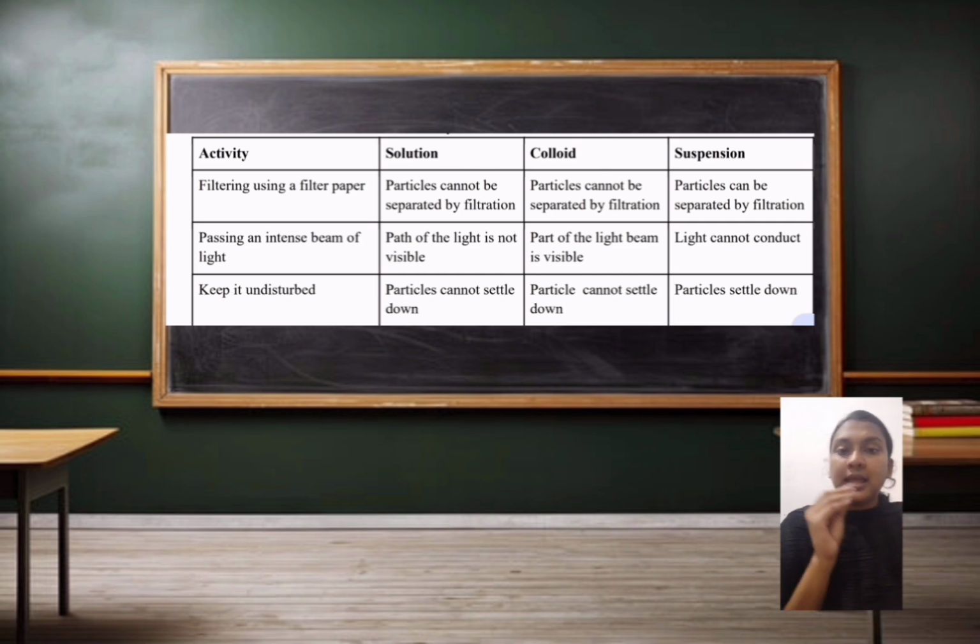No, the path of light cannot be seen, because we know that the particle size is very small, very negligible compared to when we consider a true solution. So the particle size is also not observed, and the path of the light can also not be observed.